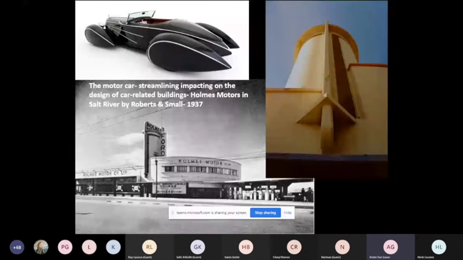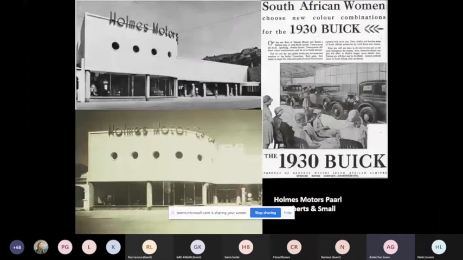The idea that also, this of course is in Paarl, but also, and it's still there, by the way, it has its canopy still in place. The building's still in place, but the canopy now hides it. And then this whole idea of motor cars really caught the imagination. Although you had to be quite wealthy at this particular time, following the stock market collapse, to actually own motor cars. But the interesting thing here is also this idea that South African women choosing colors for the cars.